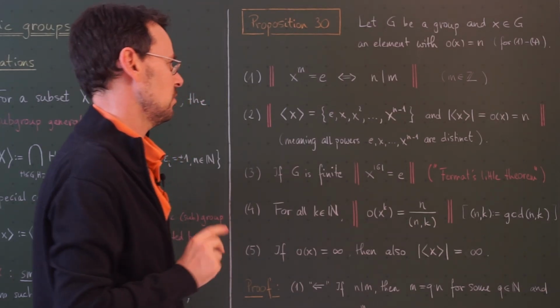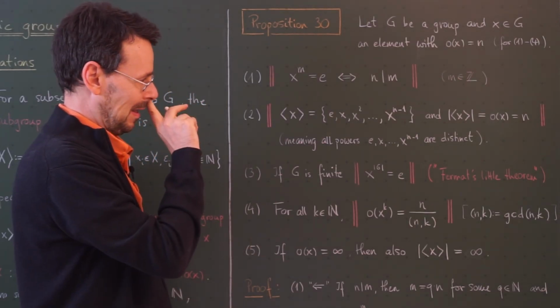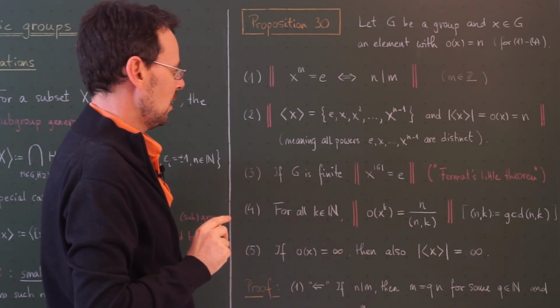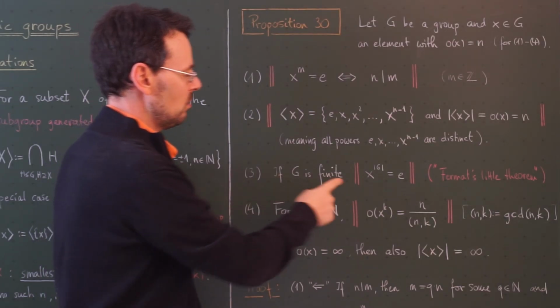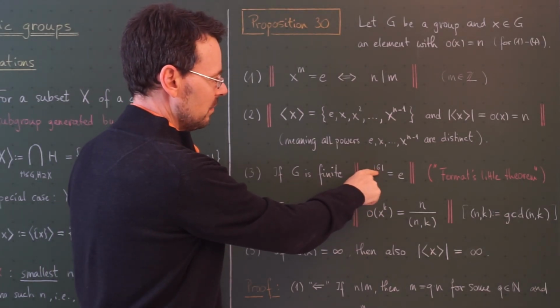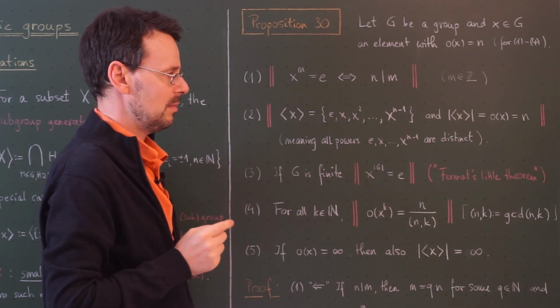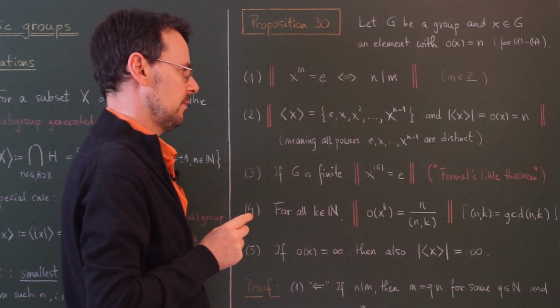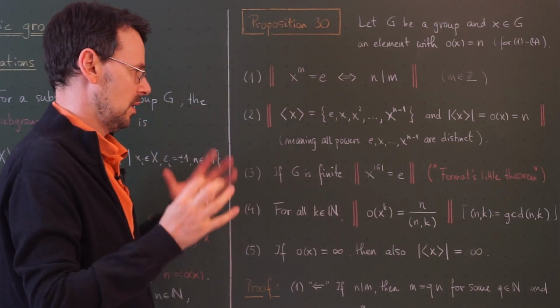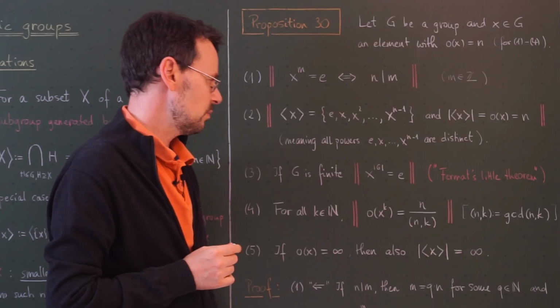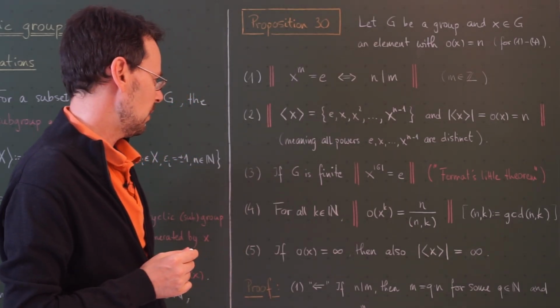This is also basic, but very important. Now for a finite group, I always have that x to the power of the order of G is the identity. This is sometimes called Fermat's little theorem. Of course, you all have heard about the big theorem that was proved by Wiles.